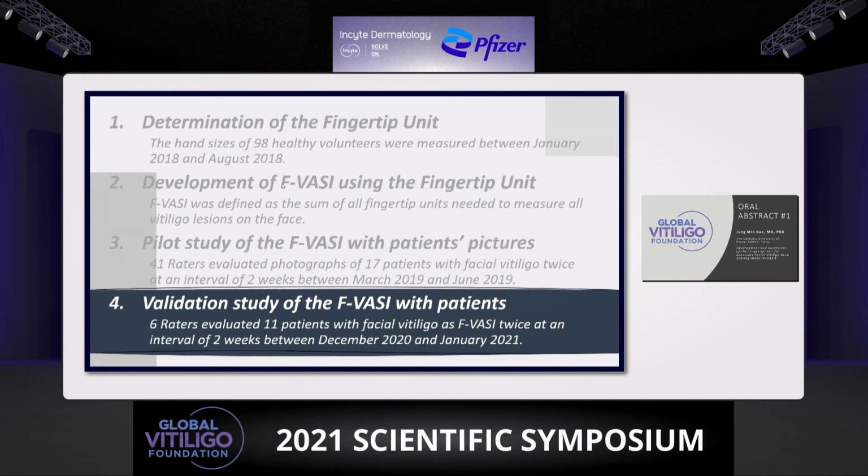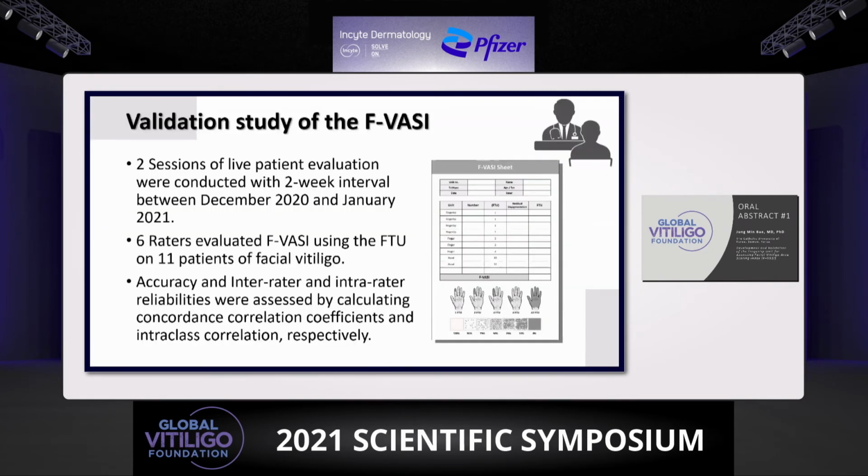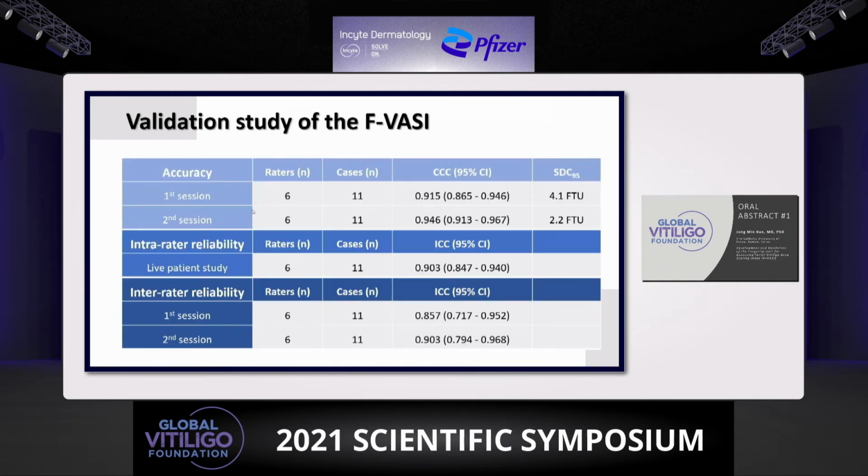The last round was the live patient evaluation. 2 sessions of live patient evaluation were conducted with a 2-week interval. 6 raters evaluated facial VASI using the fingertip unit on 11 patients of facial vitiligo. Accuracy and inter-rater and intra-rater reliabilities were assessed by calculating concordance correlation coefficient and intra-class correlations respectively.